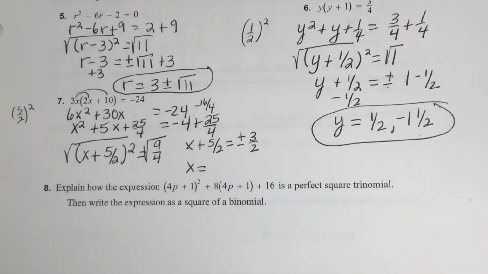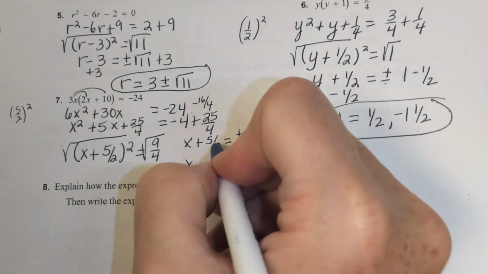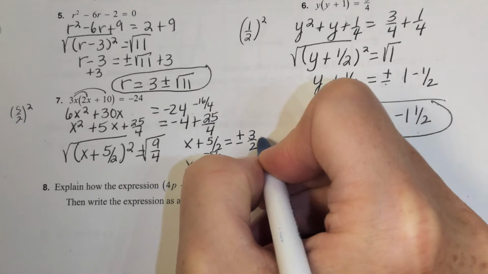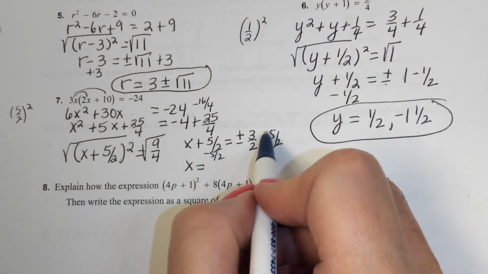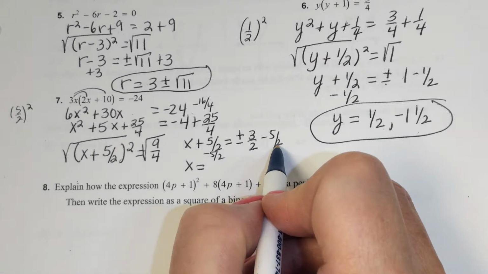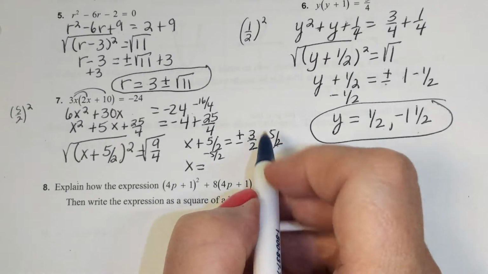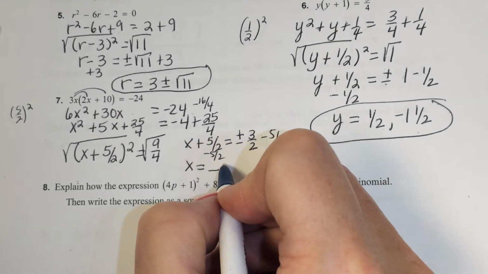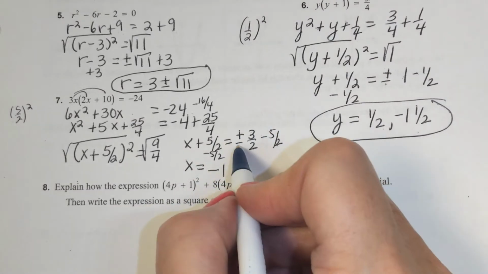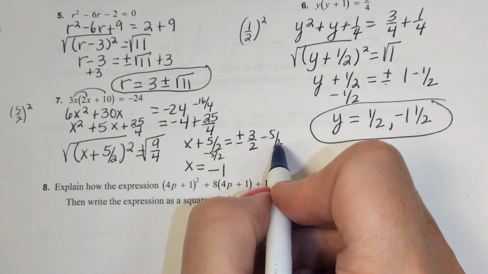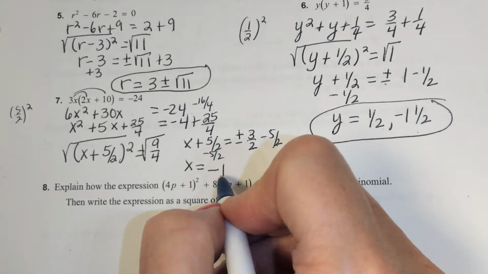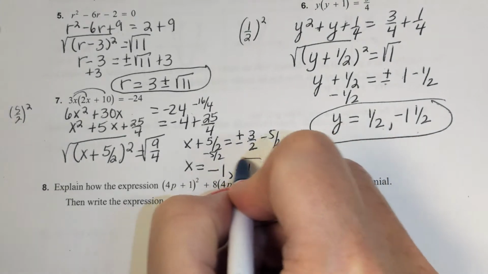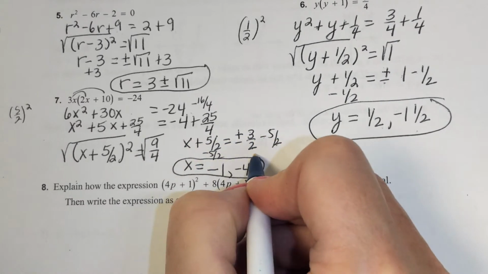Now I'd have to subtract the 5/2. And so I'm going to have 3/2 minus 5/2. Well, that's negative 2/2, which is just going to be negative 1. And then I have negative 3/2 minus 5/2. That's negative 8/2. What's negative 8/2? Negative 4. Those are my two solutions.